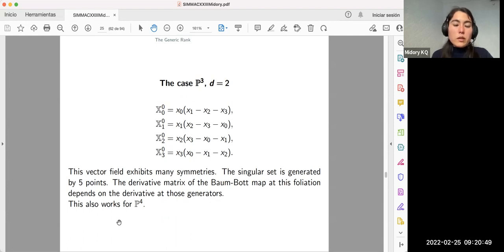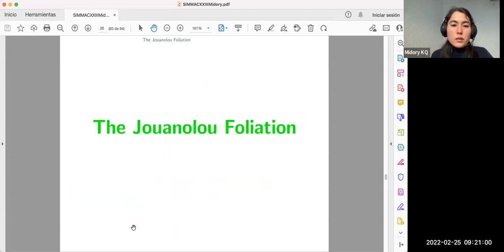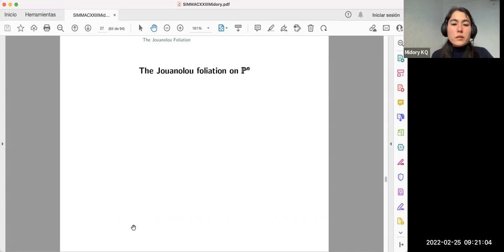Similarly, we also have another vector field that also works for the case of P4. And I also studied the general foliation. And what is good about the general foliation?